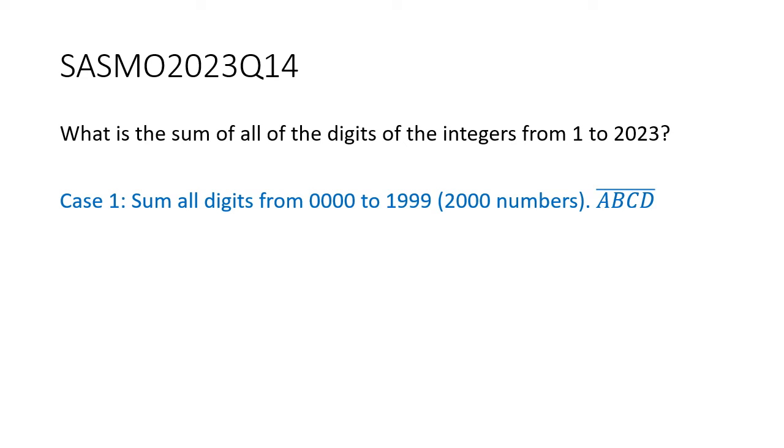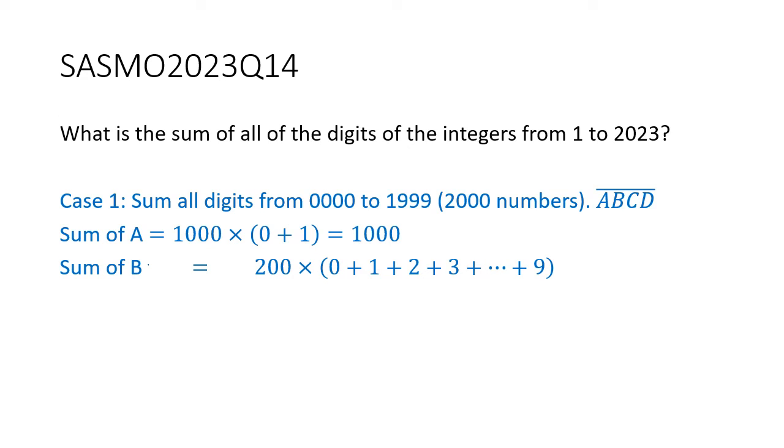So let's first add up the digits in the thousands place. Well, the first 1000 numbers do not even have a thousands digit, so it's 1000 times 0. And the next 1000 numbers all start with 1, so that's 1000 times 1. So in total, the sum of the thousands place is just 1000. Now let's consider the sum of the hundreds place. So in the hundreds place, we have the numbers running from 0 to 9 repeated over and over again 200 times. So these are the 10 digits, 200 times. That's what makes up all 2000 numbers.